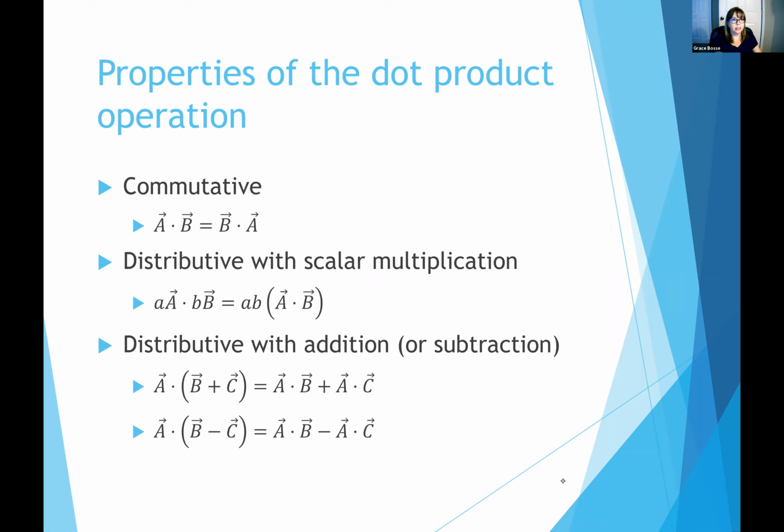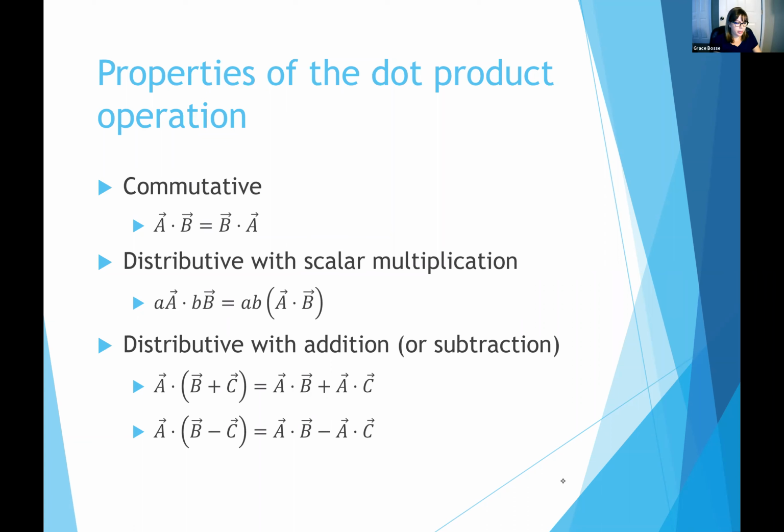The next property is that it is distributive with scalar multiplication. So the dot product takes two vectors and it dots them. So if there are any scalars in the way, you can bring them out to the front. They are not part of the dot product, bring them out to the front and you can just do the dot product with the vectors, and then multiply them by the scalars afterwards.